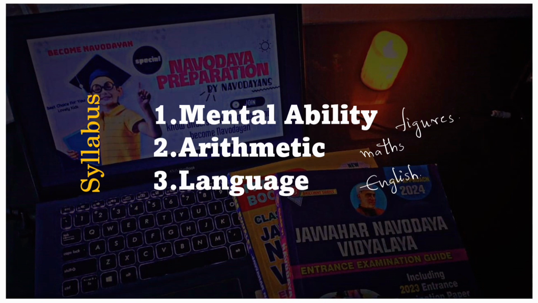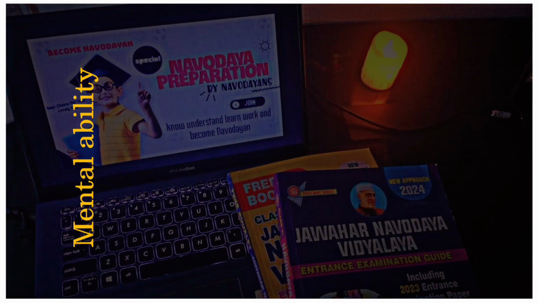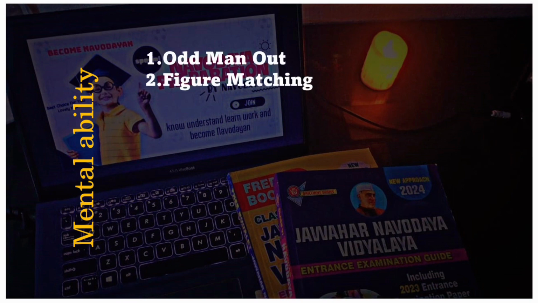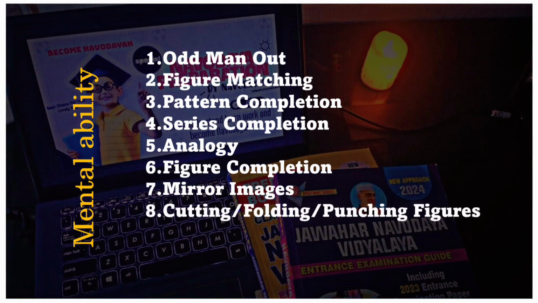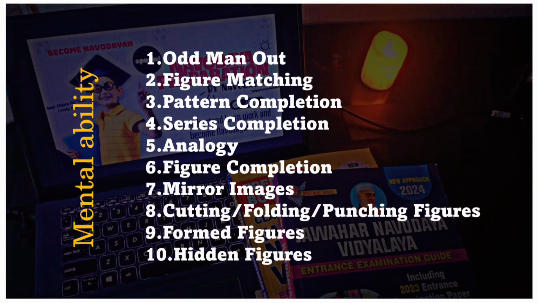And let's go one by one. The first one is mental ability, right? In this mental ability we will be having 10 chapters. Let's go one by one. The 10 chapters are odd man out, figure matching, pattern completion, series completion, analogy, figure completion, mirror images, cutting, folding, punching figures, formed figures and hidden figures. All these chapters we will be knowing about one by one in brief.